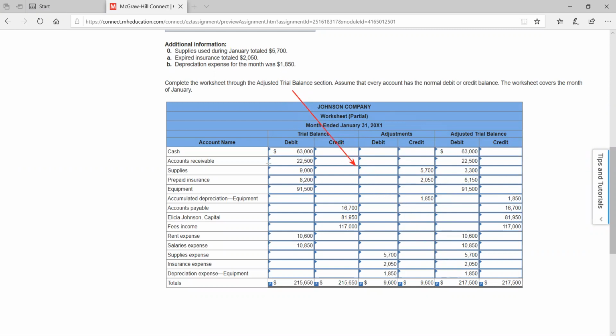So like, for example, when we have a supplies adjustment, a 5,700, they would take that 9,000, subtract out the 5,700.